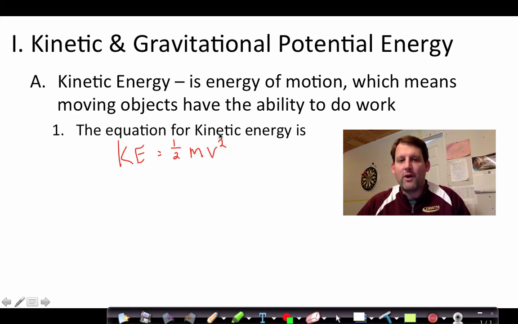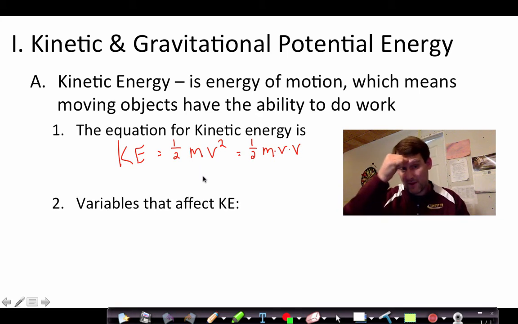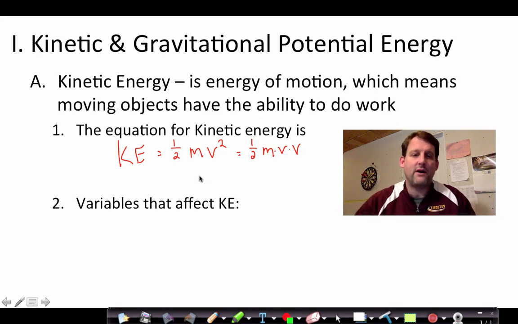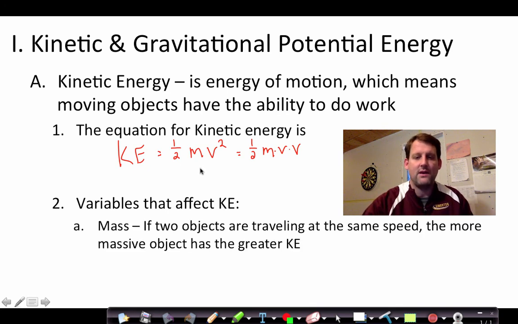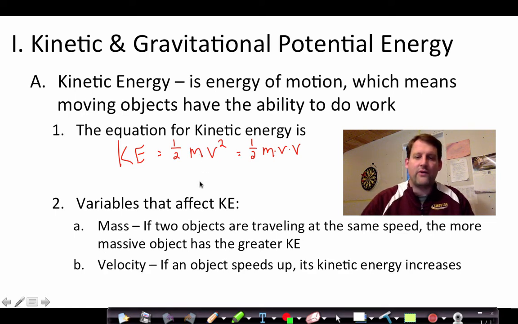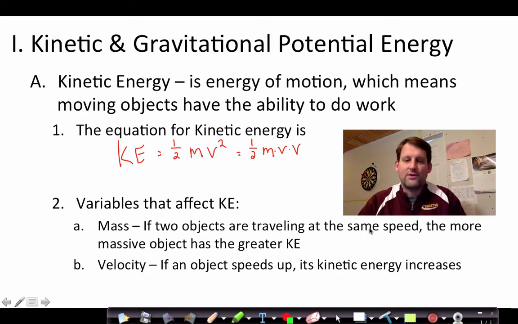Now, of course, this v squared part is unusual. We always see it in science, but it's not incredibly common. V squared really means v times v, of course, so we can write this as 1/2 m v times v. So you can see we're multiplying v in there twice, and that's what happened to the squared. Not doubling it, but multiplying it twice. Big difference there. And of course, the two variables that affect kinetic energy are mass and velocity. As we increase the mass of an object, its kinetic energy gets bigger. As we increase the velocity of an object, its kinetic energy also gets bigger. So both of these variables increase your kinetic energy.